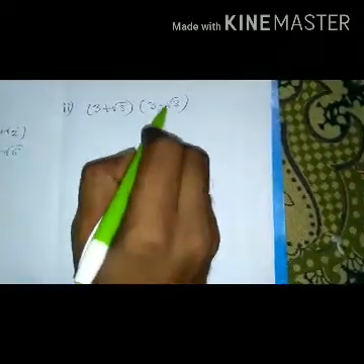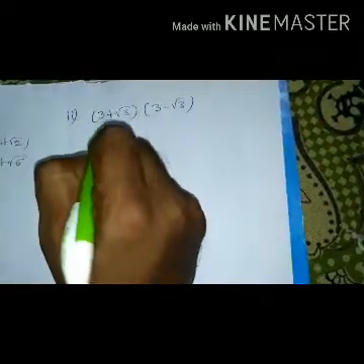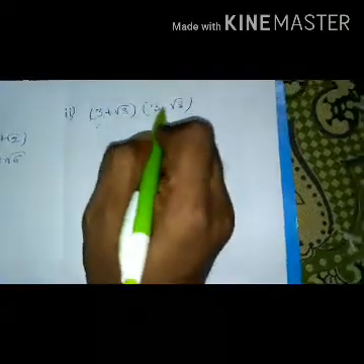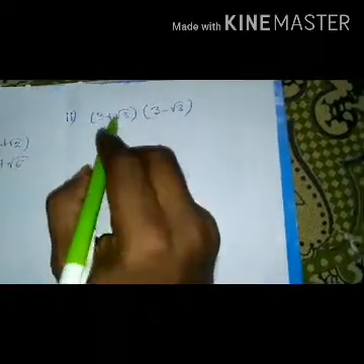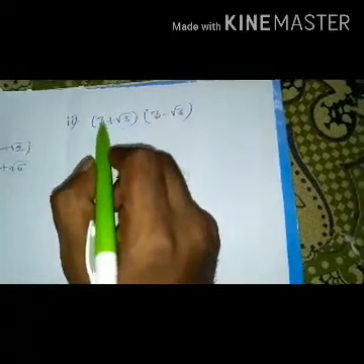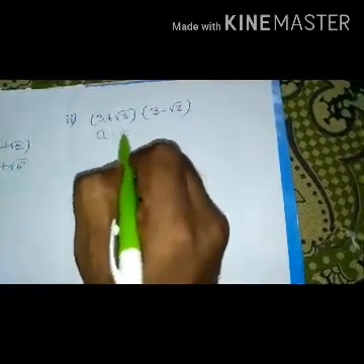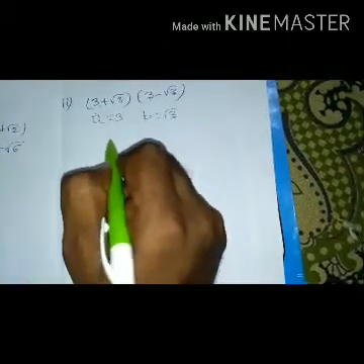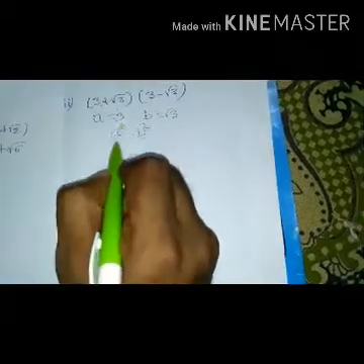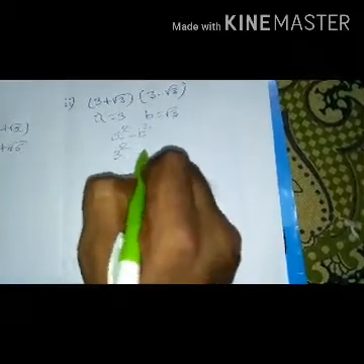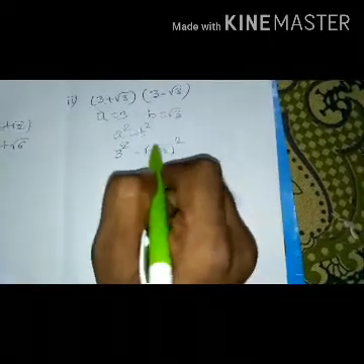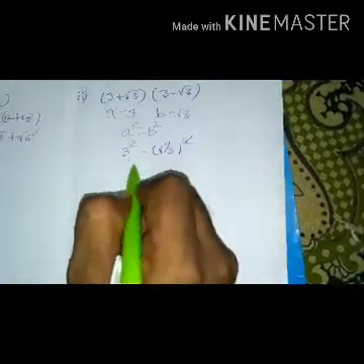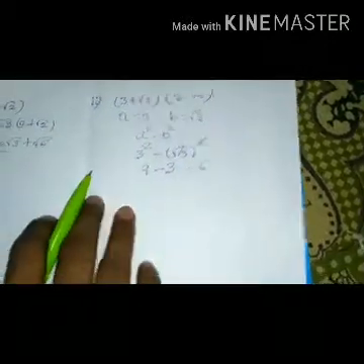Next, 3 plus root 3 into 3 minus root 3. It is in the form of a plus b into a minus b, and we already know that its product is a square minus b square. Here a is equal to 3 and b is equal to root 3, and we have the identity a square minus b square. The value of a square, a is 3 square, minus b, root 3 square. So the root sign and square cancel. 3 square means 9 minus 3. 9 minus 3, its answer is 6.